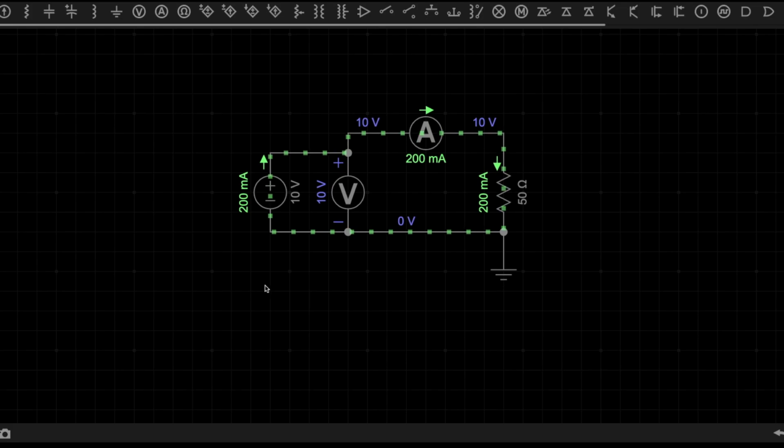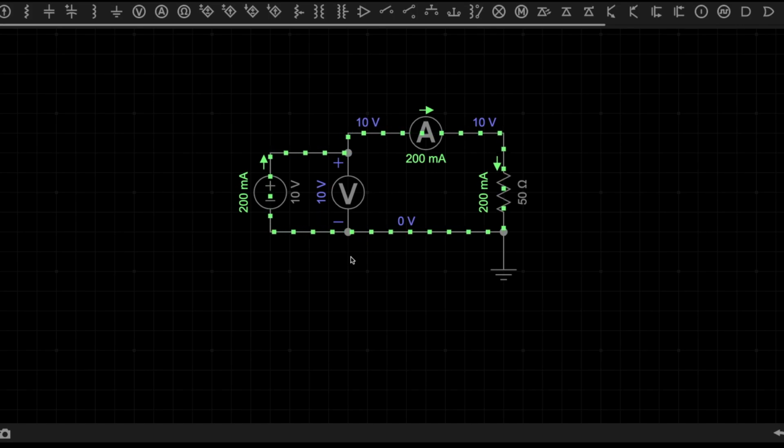So as you can see, still the voltage at the terminal of this voltage source is 10 volts. Now we have increased the load to 50 ohms, but the terminal voltage is still the same, that is 10 volts. But again, the current flowing in the circuit has dropped to 200 milliampere, right? So the point is, in this circuit, we have increased the load, but still the terminal voltage is not changing. It is still remaining 10 volts.